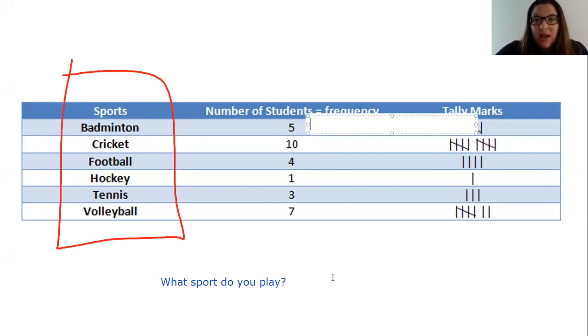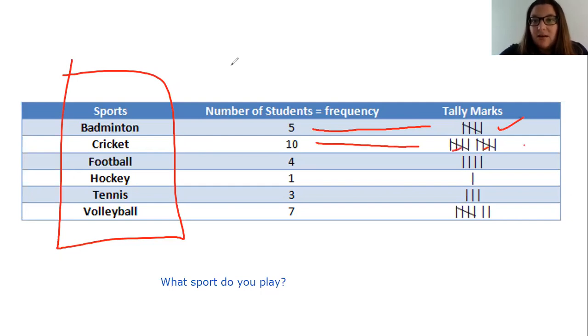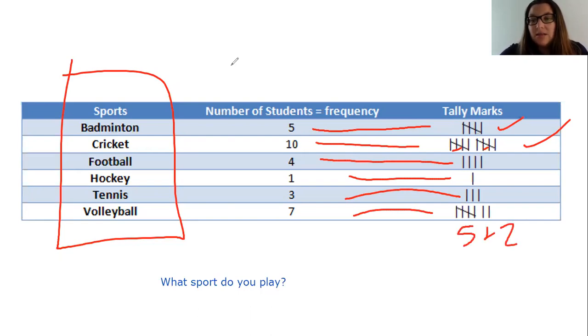So here we should have 5, which we do, 1, 2, 3, 4, 5. Here we have 10, 5, 10, good. 4, 1, 3, and 7. So we have the 5 plus the 2 lines. So we're using the list and the tally marks together to come up with how we collect and organize data. We made a list of all of the possible answers that we could have, and then we had the tally marks that represent each of the students.